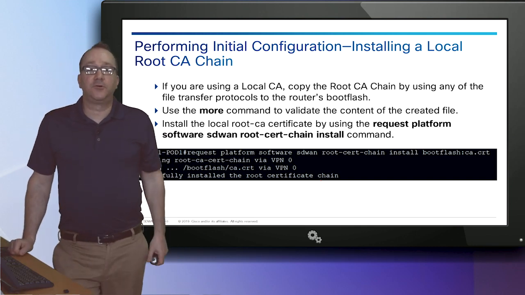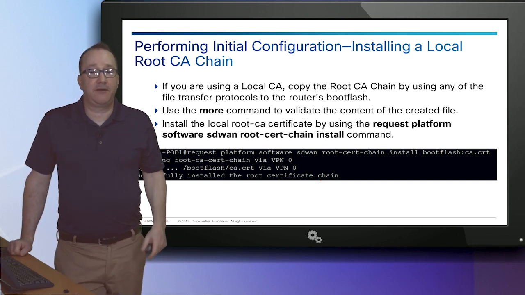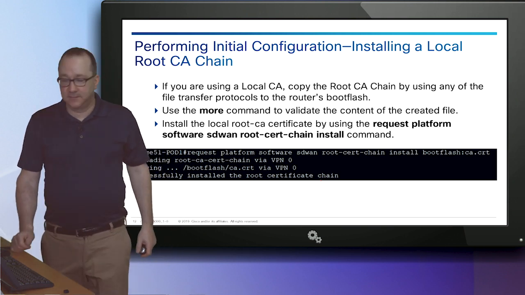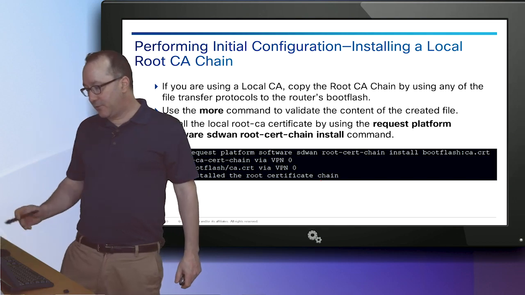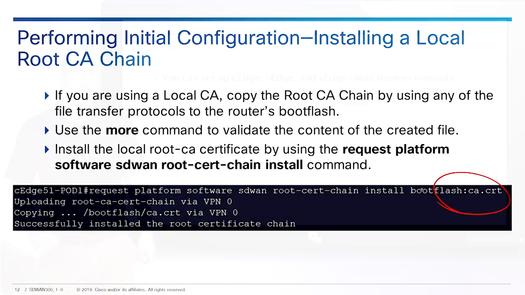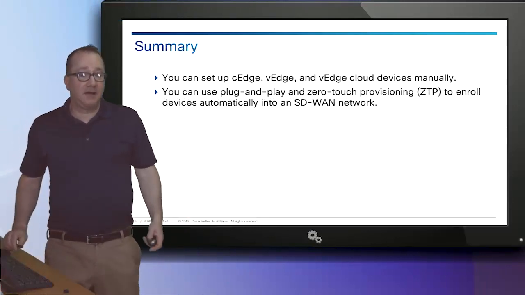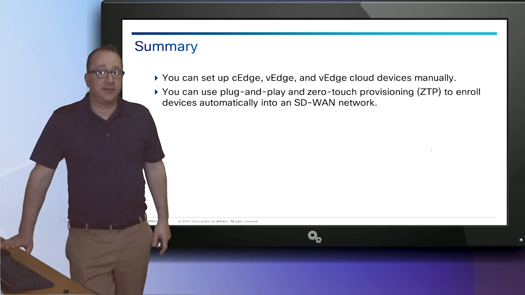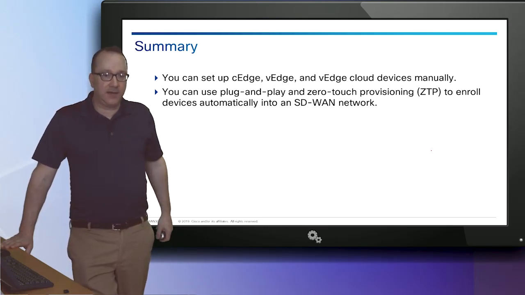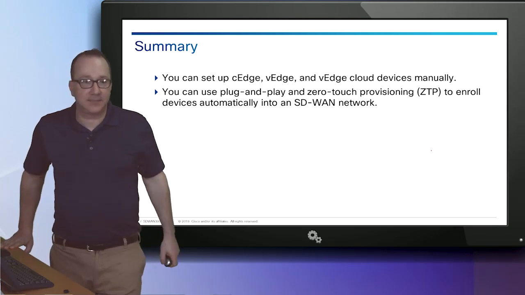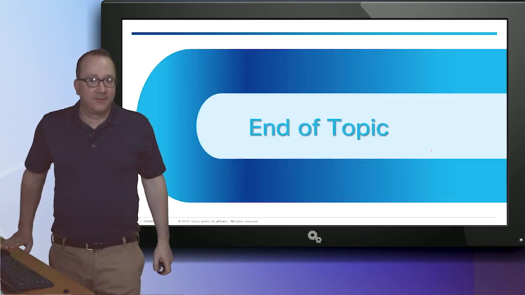If you're using a local root certificate authority, we then need to copy that root CA chain to the router, the same way we did before. Then we do a request platform command to install that CA cert right here. Basically, this is the manual way to set up the cEdge, vEdge, and vEdge cloud devices. We're also going to be talking about using plug and play and zero-touch provisioning, but that's in the next set of slides. Thank you very much.